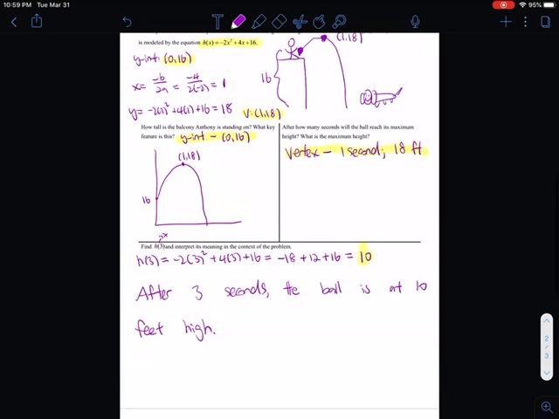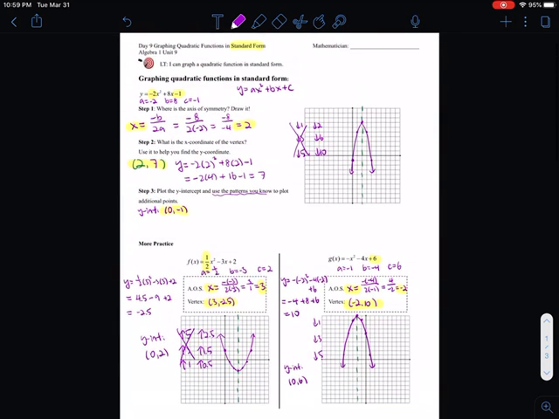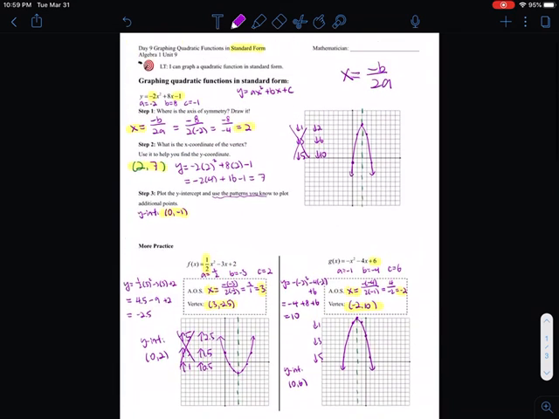Okay, so that is pretty much it in terms of standard form. Again, pretty much everything is the same. It's very similar to the other forms, except the only difference is how we can find the vertex, and make sure we know the formula is negative b over 2a. And okay, other than that, I think everything else is good to go.